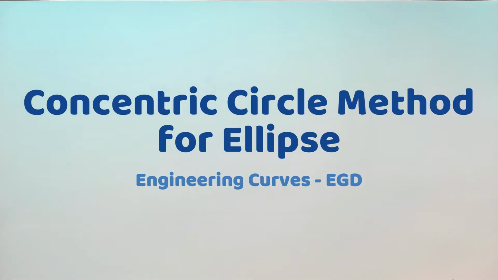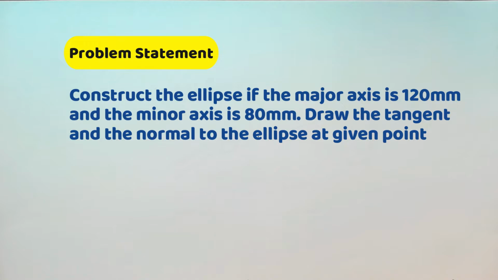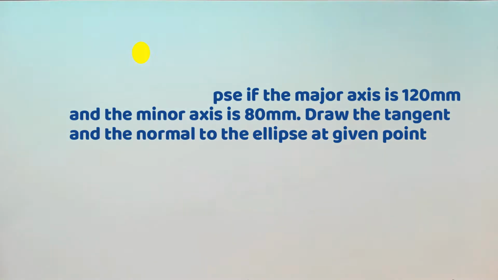Hello everyone. In this video we are going to check out the concentric circle method for drawing an ellipse. The problem statement is: construct the ellipse if the major axis is 120 mm and the minor axis is 80 mm. Draw the tangent and the normal to the ellipse at a given point.